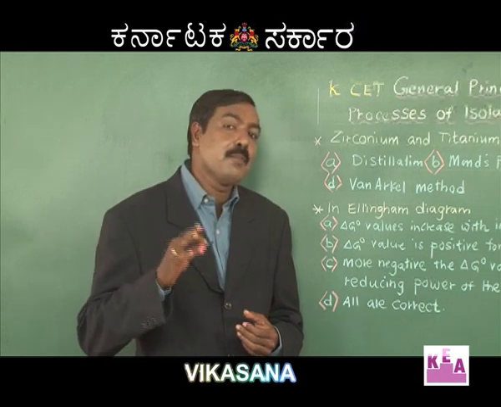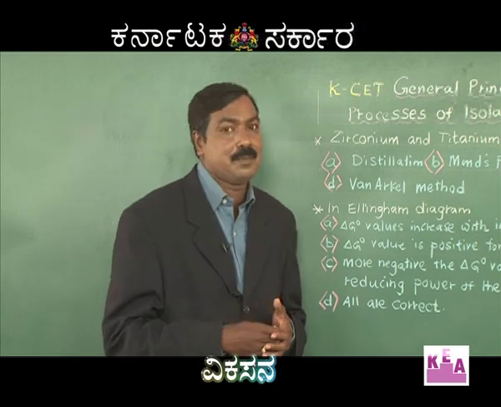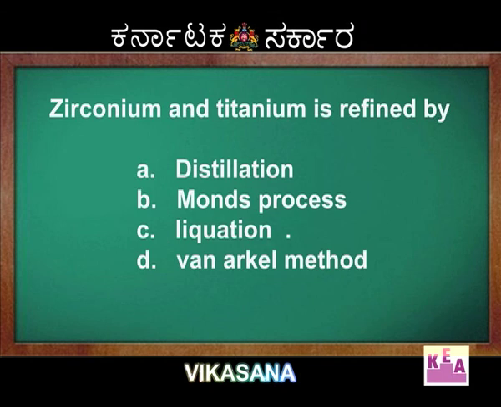Nickel is refined by the Mond process. Zone refining is used to get ultra pure metals. In this I have zirconium and titanium. Mond process ruled out. Let us look into distillation. Distillation is employed for those metals which are volatile in nature, such as zinc and mercury. Liquation is employed for refining those metals whose melting temperature is lower than that of their impurity. Van Arkel process is used for refining zirconium and titanium.